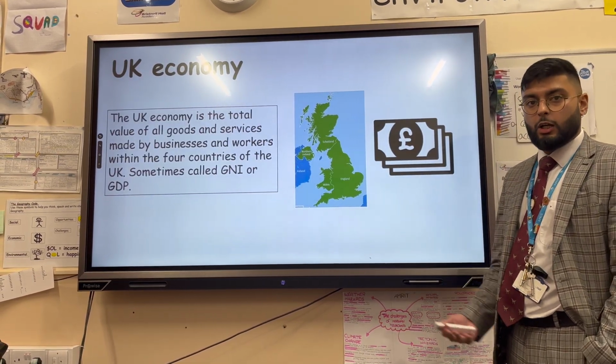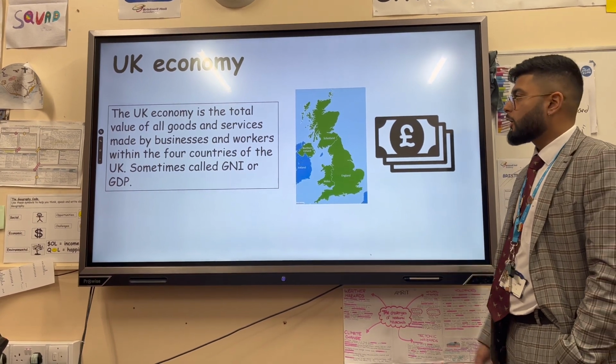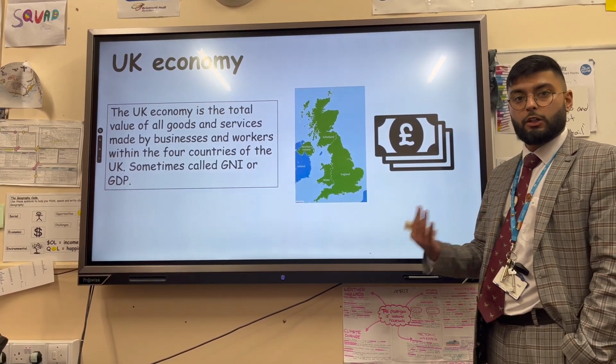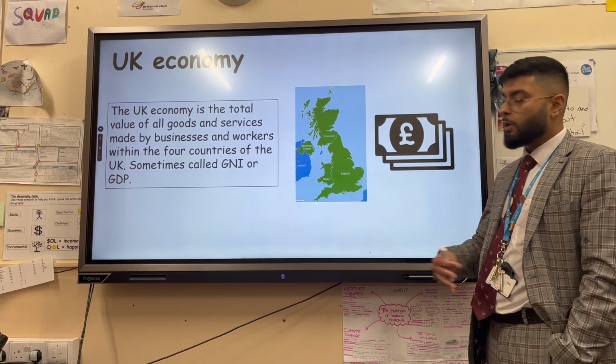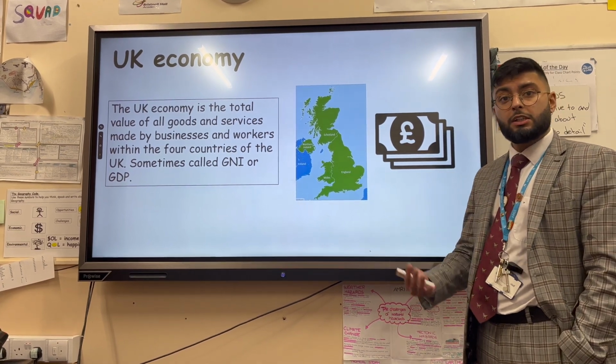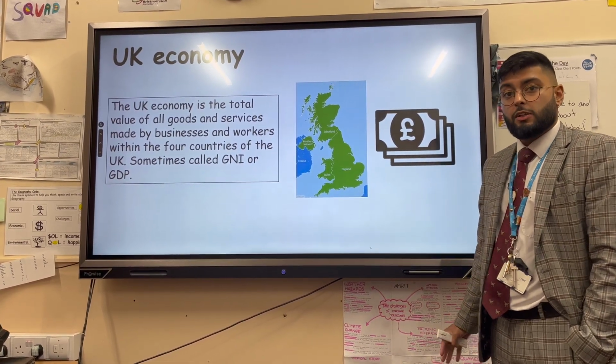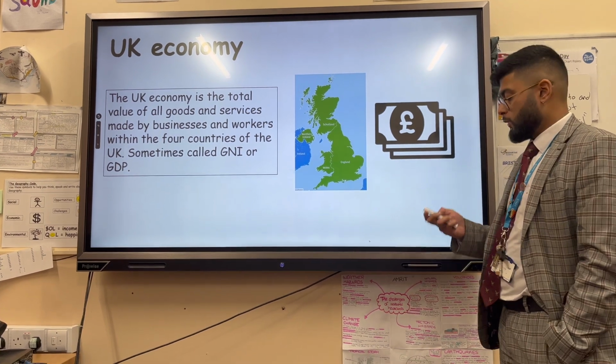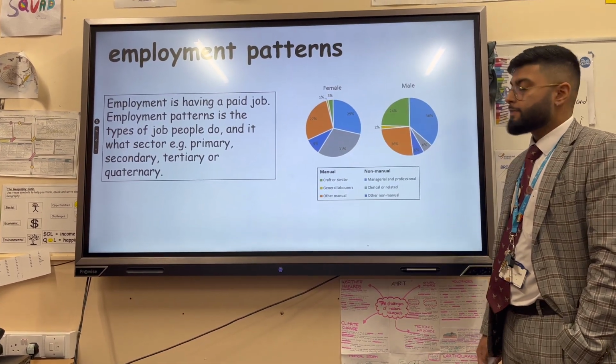So, the UK economy, what do we mean by the UK economy? Well, it's the total value of all the goods and services that is made by businesses, but also workers through tax in the UK, and the sum or total of all that money, well, that's the UK economy.